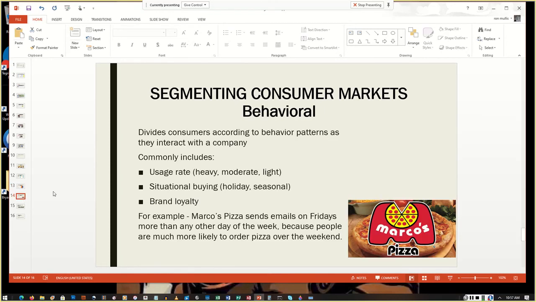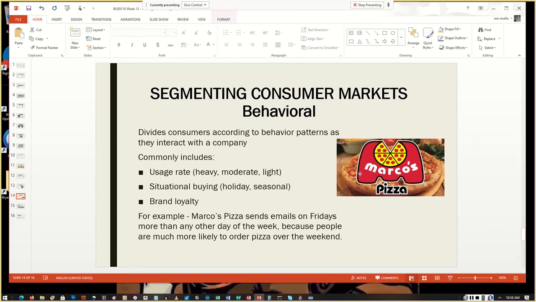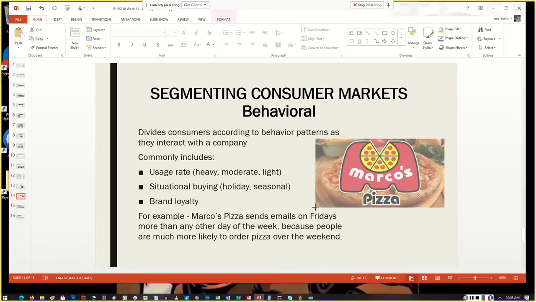And then the fourth segmentation breakdown is the behavioral. That's breaking down a market based on how consumers act, such as their nature, their actual behavior, and buying patterns. An example of this would be the pizza chain Marco's and how they send out emails based off of the day of the week.